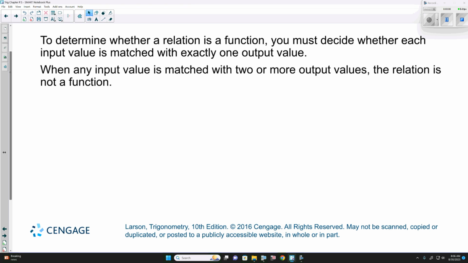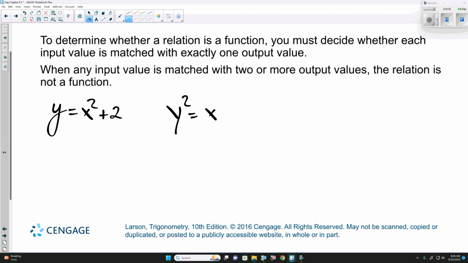One of the other big things to check is whether y is by itself. Does y have any powers attached to it? Because if it doesn't, then there's a good chance it's a function. If we say y equals x squared plus 2, that's fine. That is a function. This is not: y squared equals x plus 4 is not a function.